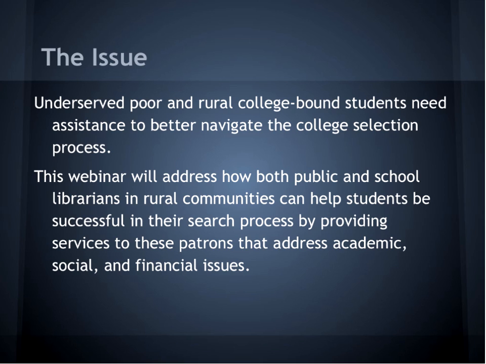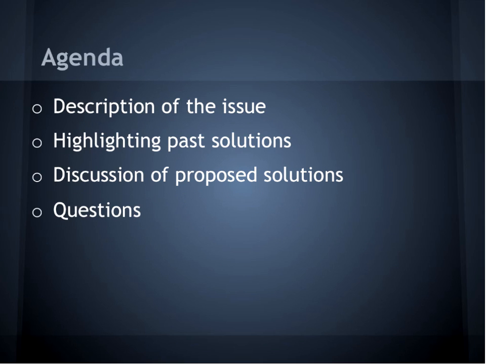Our entire webinar is going to be divided into 3 parts. So Elizabeth will start us out by giving us some background on the specific difficulties that poor and rural students face when they're first attending college. And then I'm going to talk a little bit about what's already been done to address the issue. And then Jennifer will conclude with some ideas about what we as future librarians can do to continue addressing this issue. And then at the end, we're going to have a couple of minutes to answer your questions.